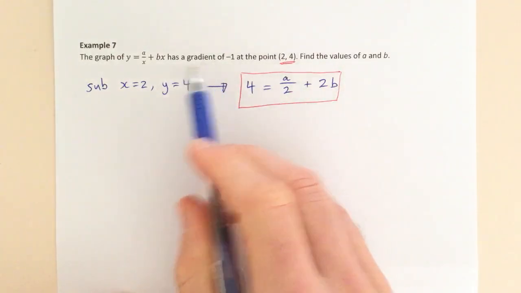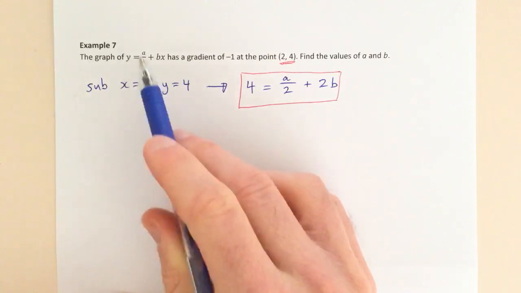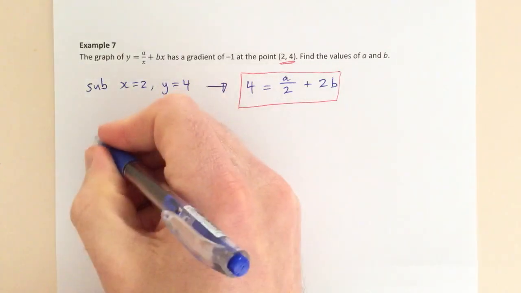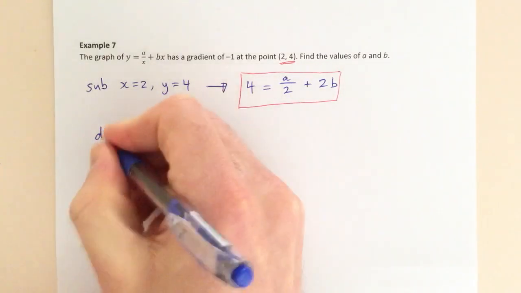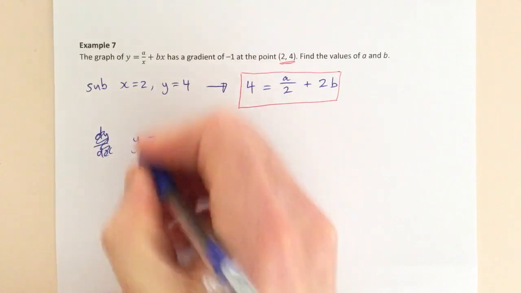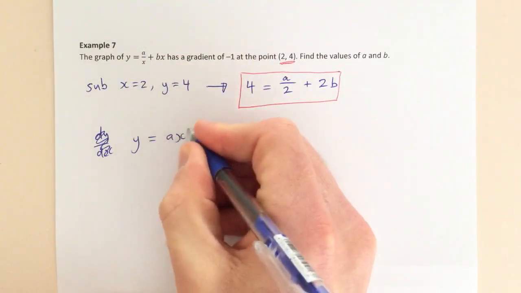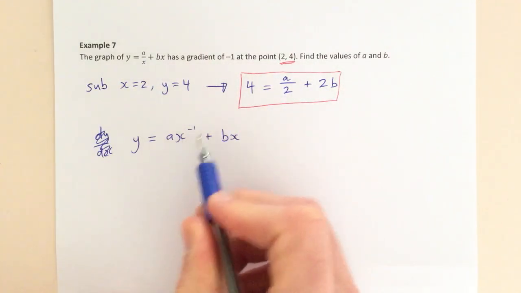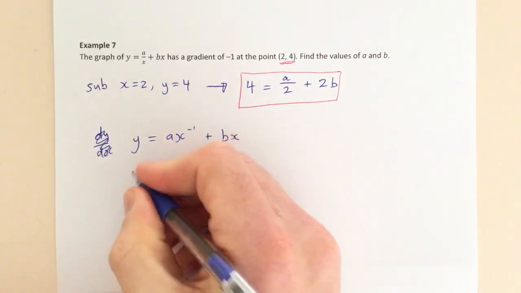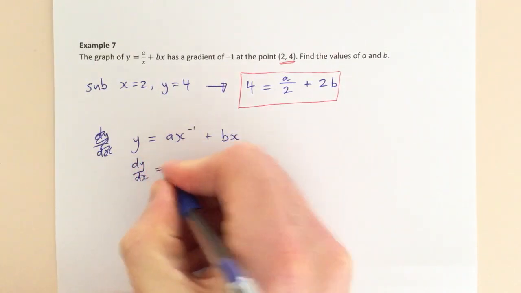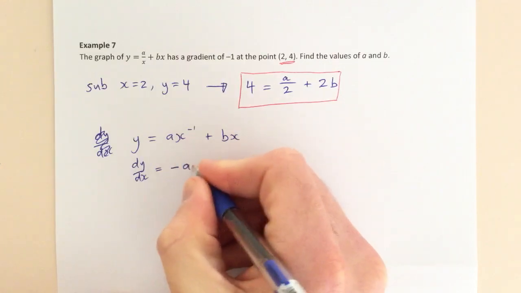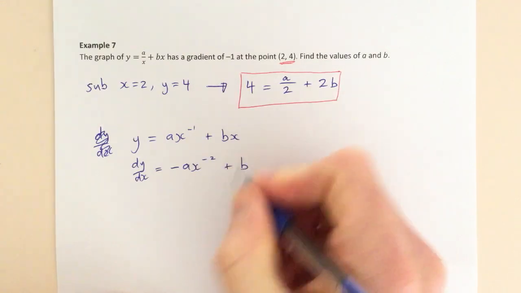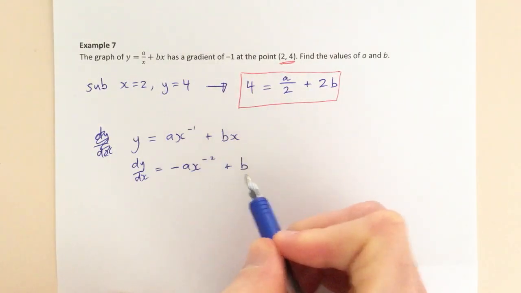Now, as soon as we're thinking about gradient, we're going to be thinking about the derivative, because remember that the derivative, which is dy/dx in this case, is the rule for the gradient at any point. So before we write dy/dx, I'm going to rewrite the original expression as ax to the power of negative 1 plus bx, like we were doing before, so we can see what the power is of that first term. Now we can work out dy/dx, and that will be negative ax to the negative 2 plus b, because remember the derivative of bx will just be b.